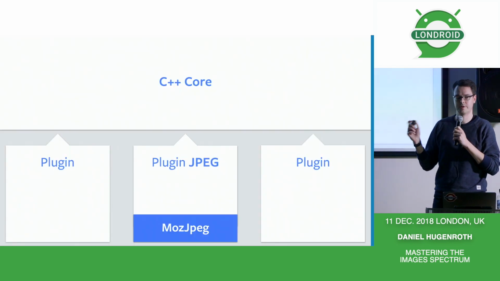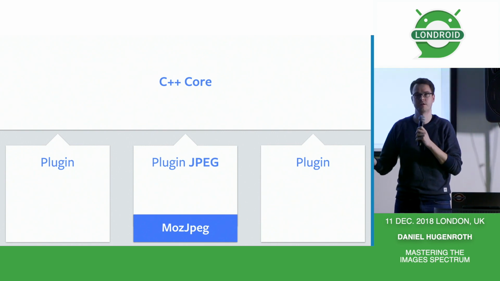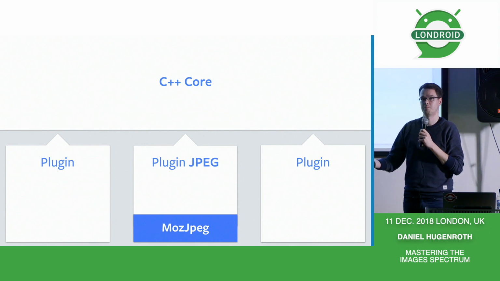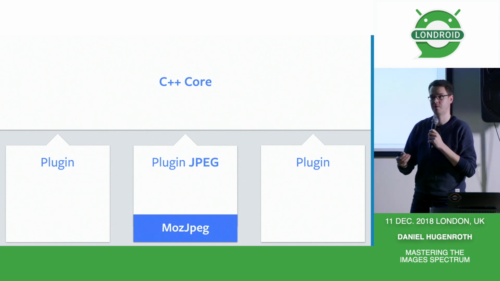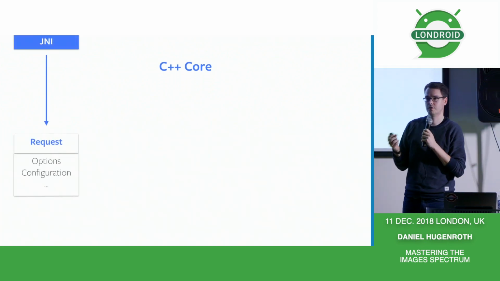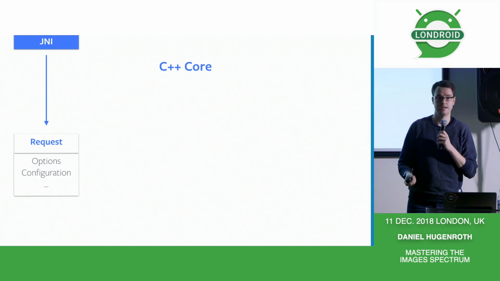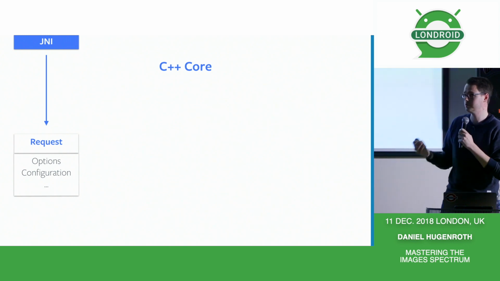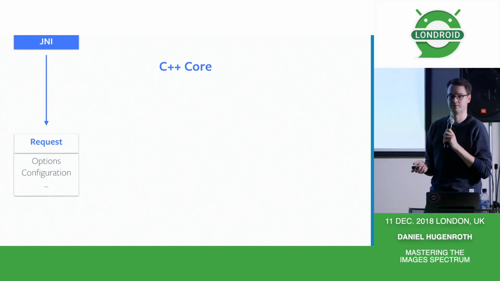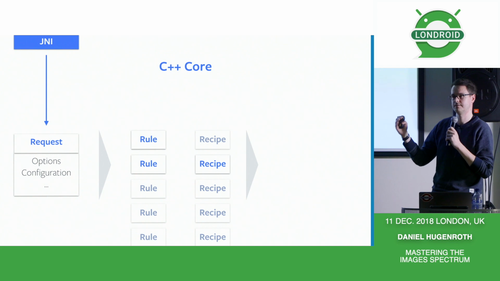Now, let's have a quick look at how it works within the C++ core and how we make that claim that we keep it easy, but always give you an efficient way to do image operations. How it works is when a request comes in from the JNI level, we create an immutable object that encapsulates all that information. What we then do is we match it against a set of rules.